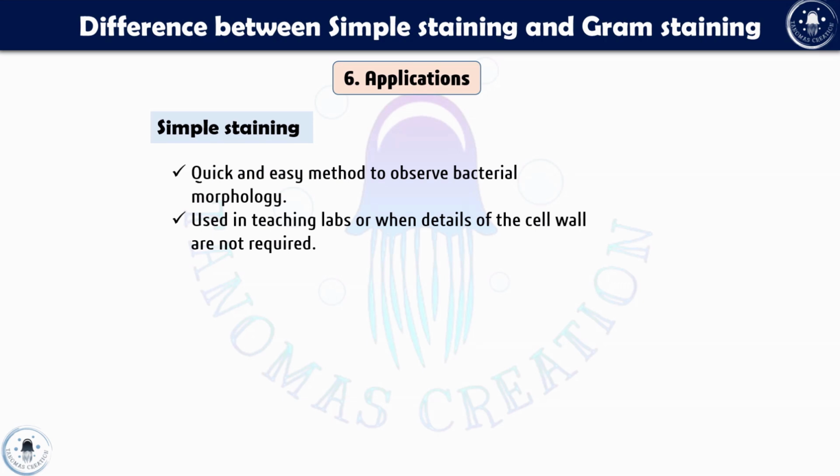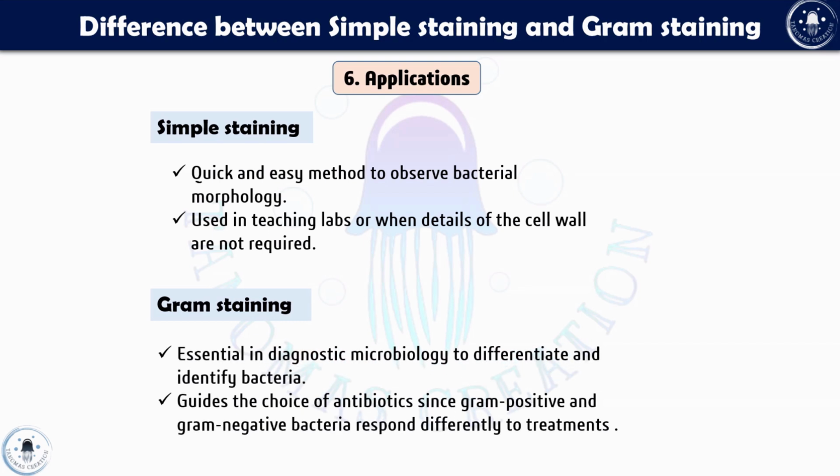Suppose we just want to see the morphology only, we don't want to get into the details of the cell wall. For that purpose, simple staining is a very accurate, preferred method. Whereas gram staining is essential in diagnostic microbiology to differentiate and identify bacteria. Since gram staining is a type of differential staining, it is used in diagnostic microbiology for differentiation and identification of bacteria.